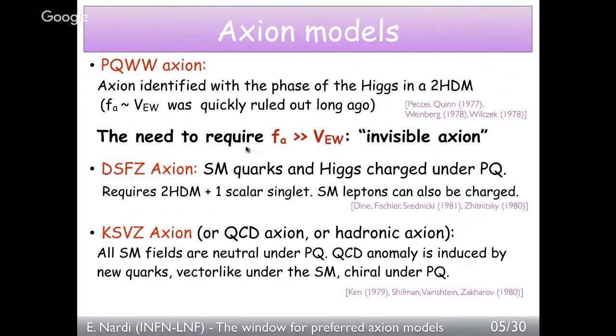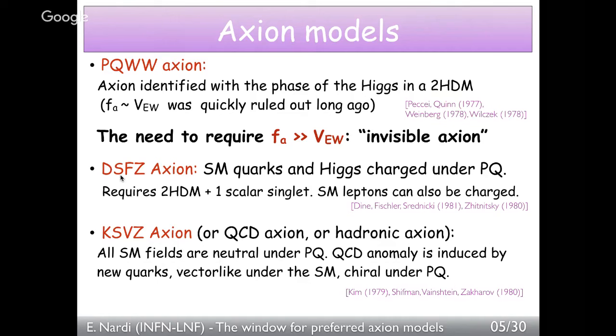You need to require that the vacuum expectation value of the scalar axion field is much larger than the electroweak value, so much larger than the 100 GeV scale, something around 10^9 to 10^12 GeV. That's the right scale. Those models are altogether denoted as invisible axion models because the axion interacts so weakly that it's very difficult to detect. And here we have two classes of models.